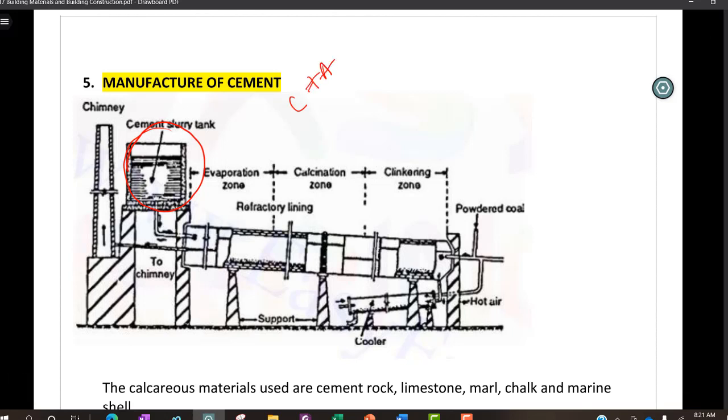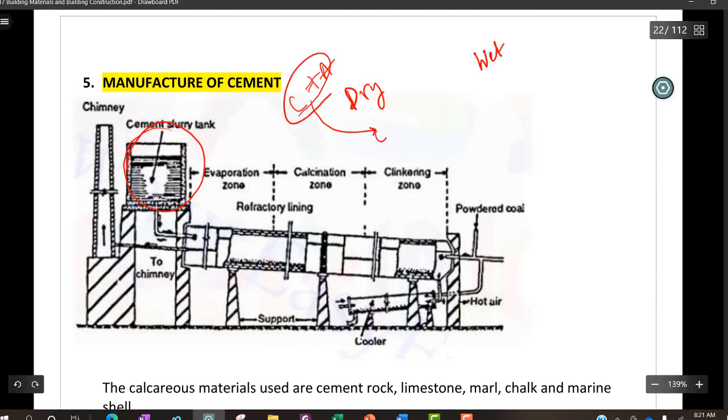See, there are two ways you can manufacture cement. One is the dry process, the other is the wet process. In the dry process, we just vary the composition of calcareous and argillaceous rocks. But here, we are taking calcareous and argillaceous rocks plus water. We are adding water and making it a paste, or to be precise, slurry.